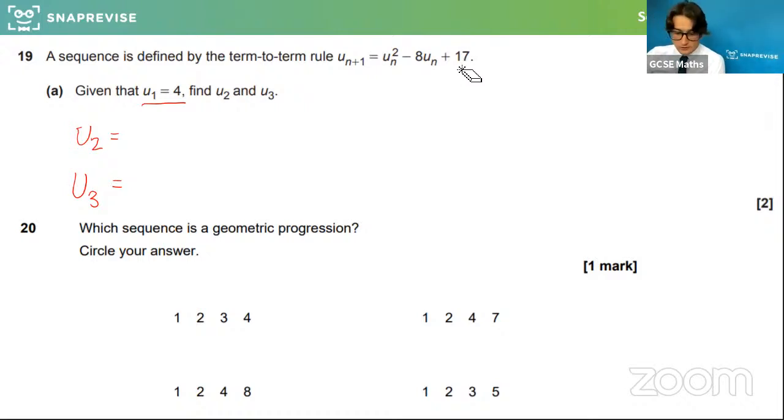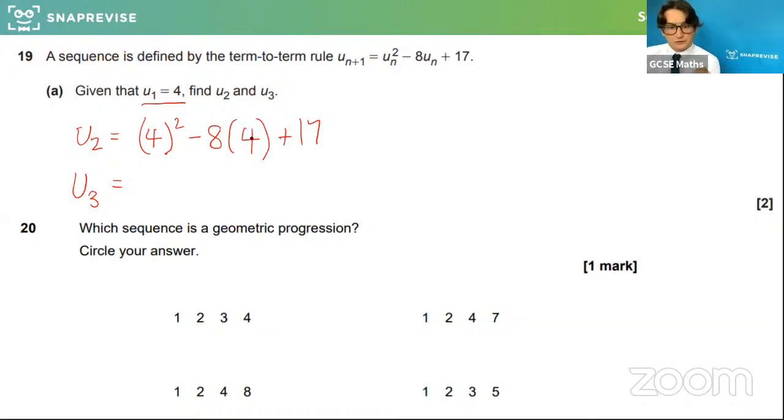What do I do to the term that I've got? I know the first term is 4. I want the second term. So U2 is effectively the un plus 1. What am I doing with U1? What am I doing with the value of 4? So this will be, and do let me know if you've got a value. You will take U1, you square it, you minus 8 lots of it, and you add 17. So U1 was 4. So I'm going to do 4 squared minus 8 lots of 4 plus 17.